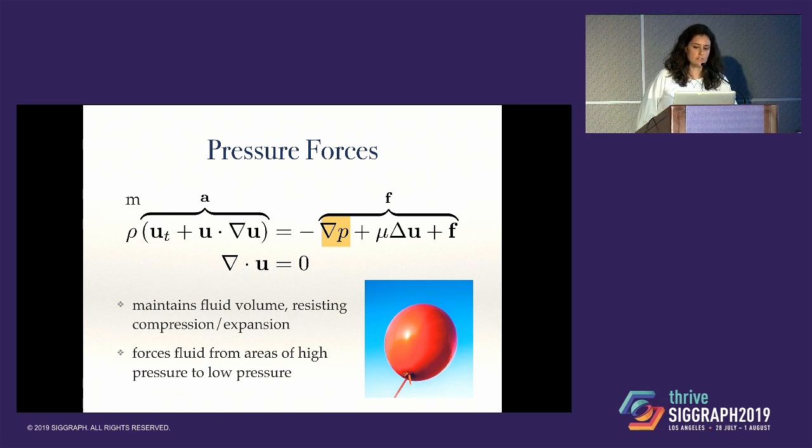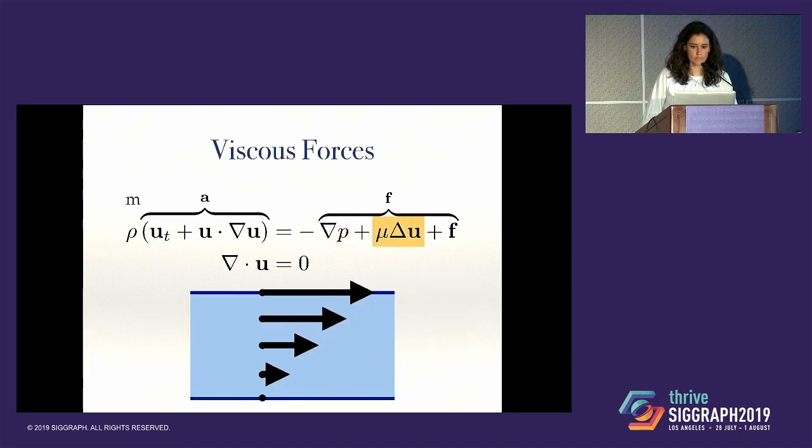Now if you look at this pressure force, another thing we can see in it is that it's the negative gradient. So you know the gradient of a function points from small values to higher values. So the negative gradient points from higher values to smaller values. So if I have a tube of fluid and I'm squeezing here, there's going to be a higher pressure, and it's going to force the fluid down to the other side of the tube, from higher pressure to lower pressure.